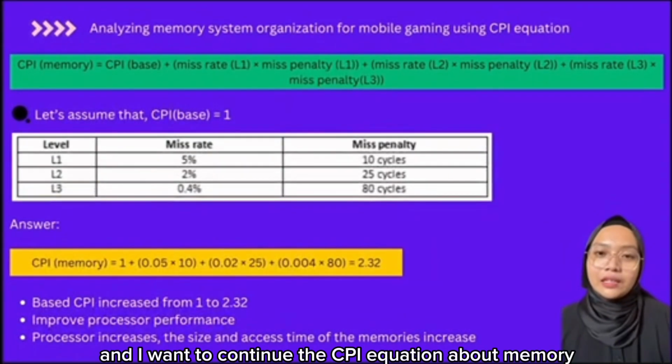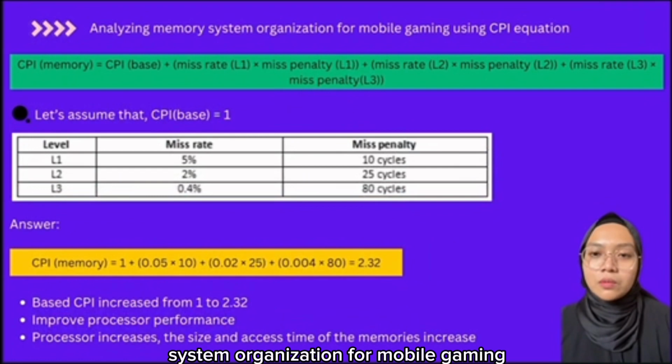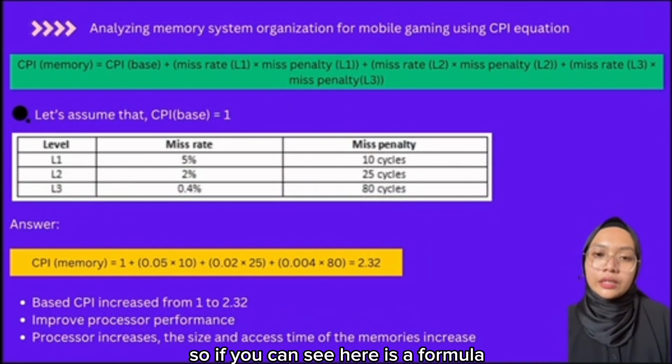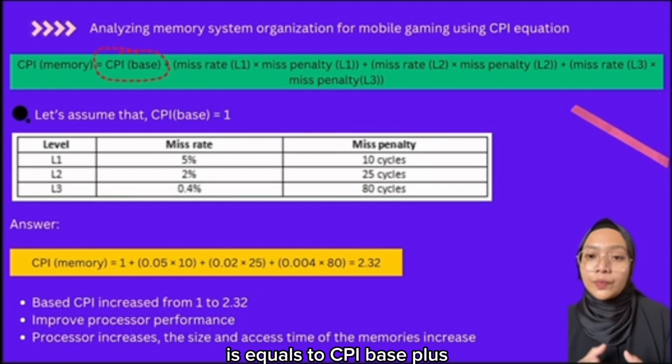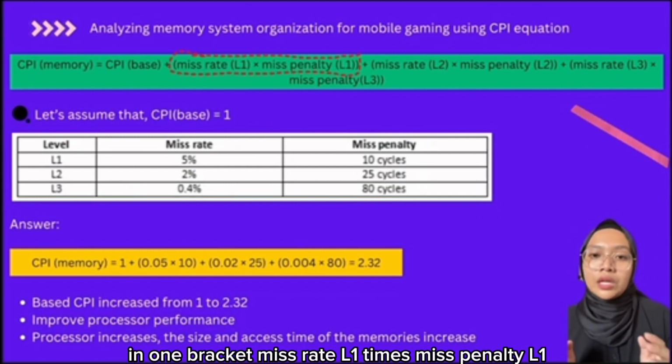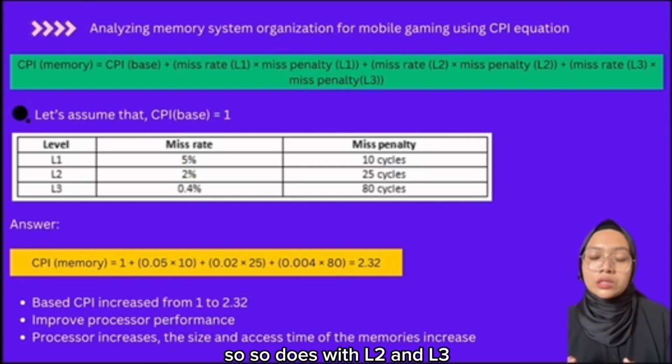Hi, I'm Nadia, and I want to continue the CPI equation about memory system organization for mobile gaming. So if you can see here, the formula for the CPI equation for system memory organization is CPI equals CPI base plus, in one bracket, miss rate L1 times miss penalty L1. So does L2 and L3.